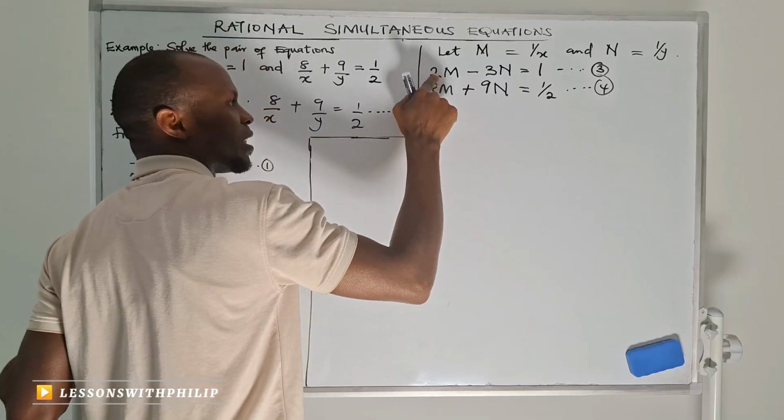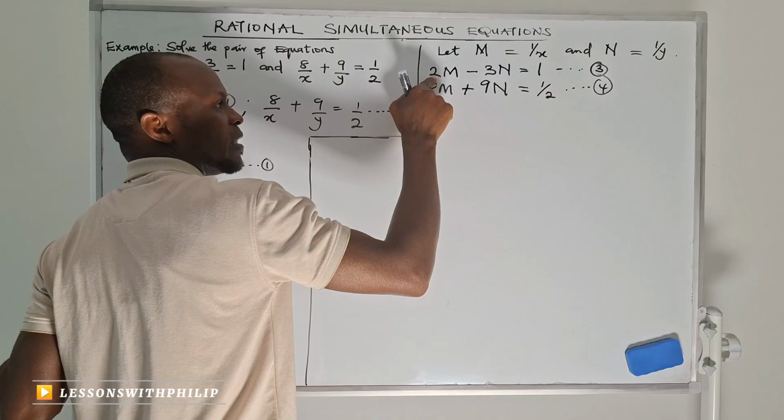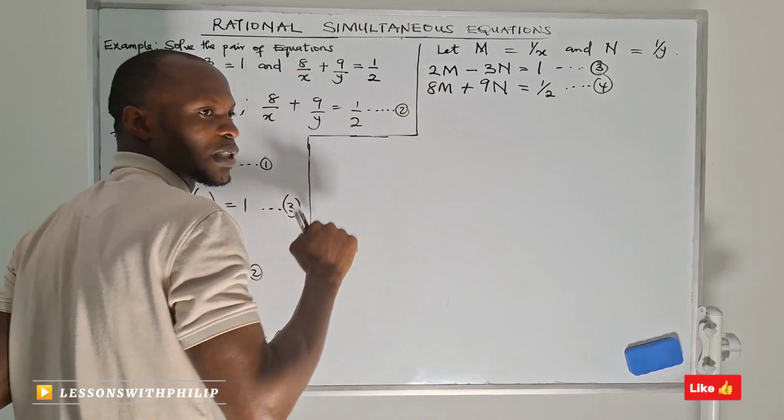What will I do to make this 28? I have to multiply it by what? I multiply it by 4. If I multiply this by 4, it will make it what? It will make it 8.